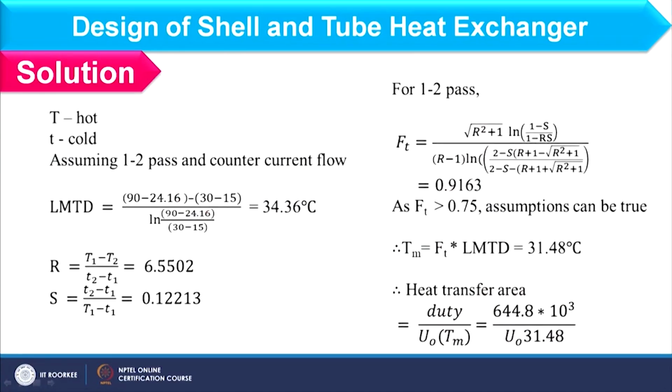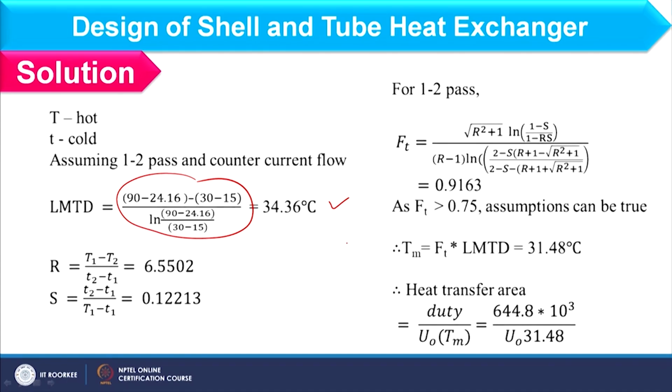So, next we have to find out the log mean temperature difference, because I know both temperatures of both fluids, right. So, how will I do the LMTD calculation considering counter current flow, okay. The simple LMTD expression you know, so that we will apply over here, and we have obtained 34.36 degree Celsius, okay.